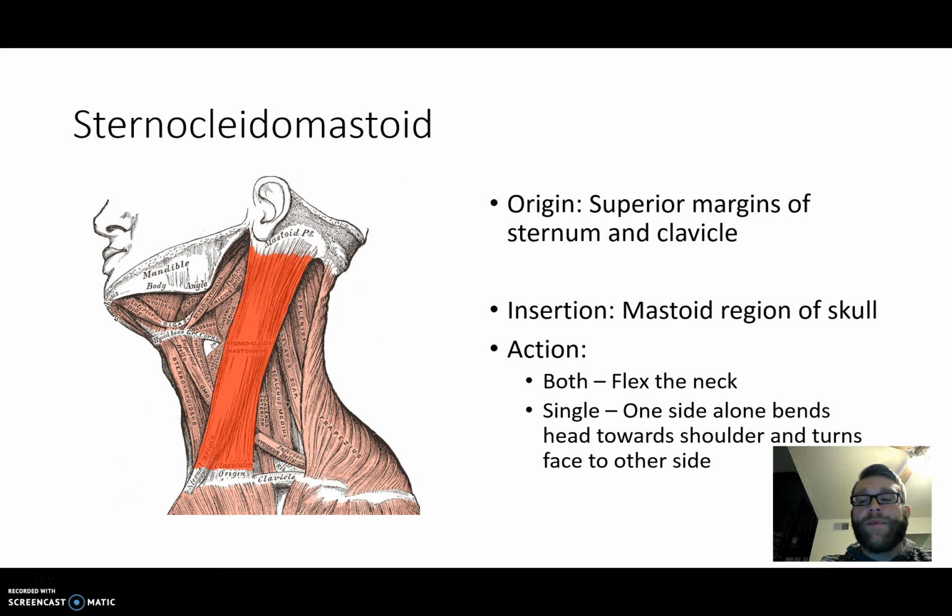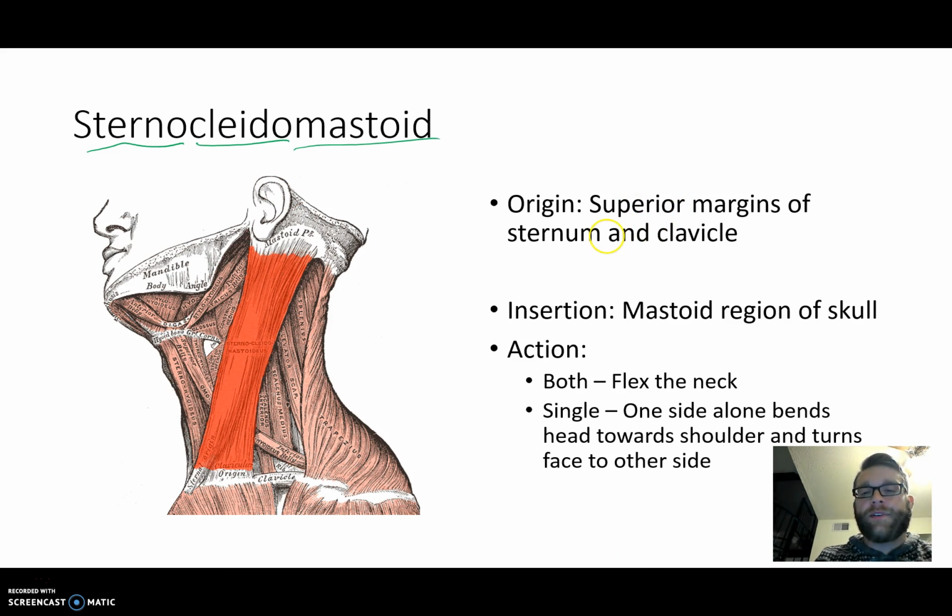The sternocleidomastoid in humans is actually a pretty big muscle. If you take your neck and press down closer to your collarbone, you can feel this muscle right here, especially if you turn your head really far. In humans, we call it the sternocleidomastoid because it has two origin points, on the sternum and the clavicle, and it attaches to the mastoid region of the skull. So its insertion is here.